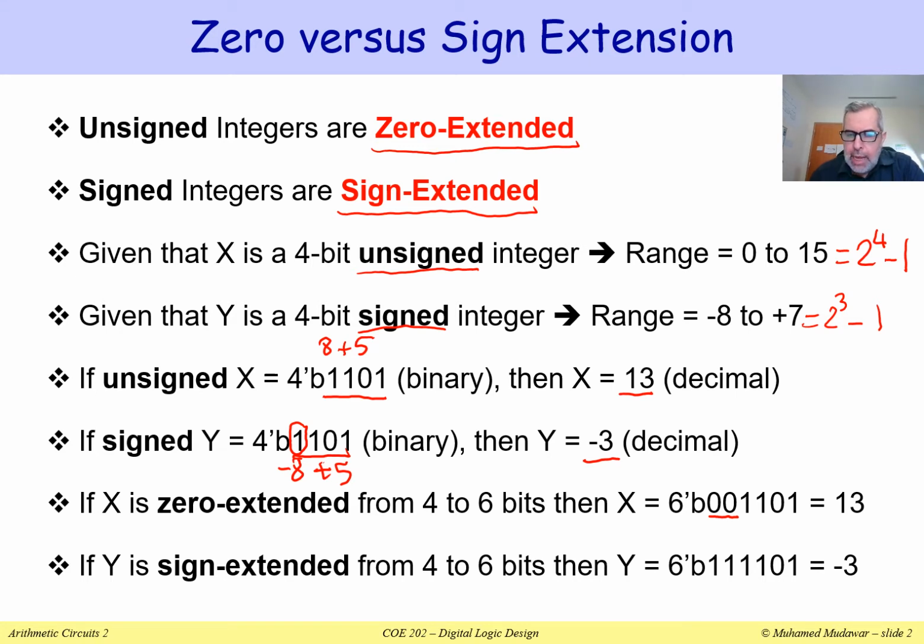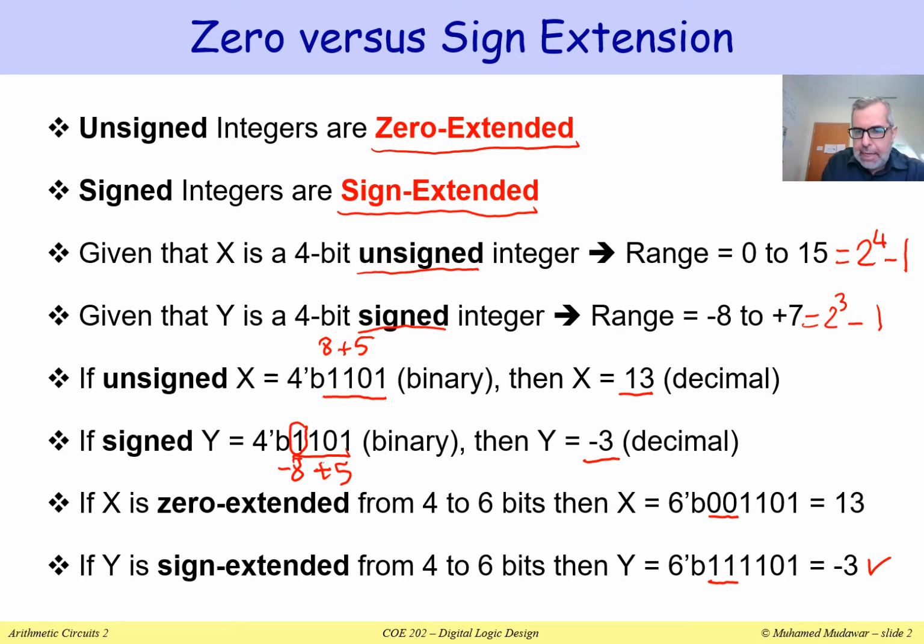On the other hand, if I would like to extend y and y is signed, then I'm going to use sign extension. So since the sign of y is negative, I have to extend it with ones. So the value of y will still be -3. So sign extension does not change the value of y. Whereas if I do zero extension for y, then I'm going to change its value to 13. So for this reason, we don't use zero extension when we are dealing with signed integers. We use sign extension.